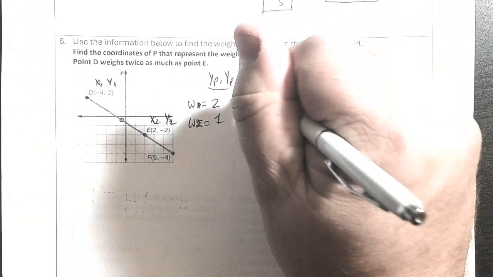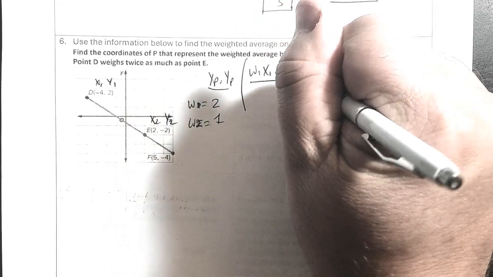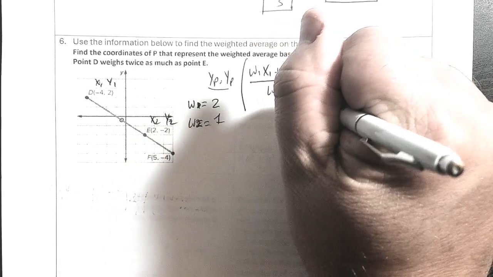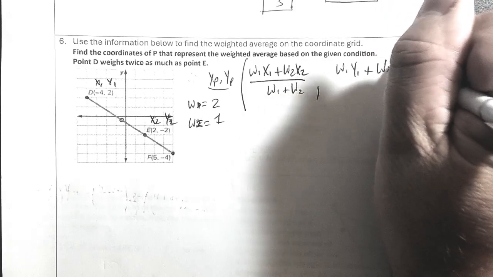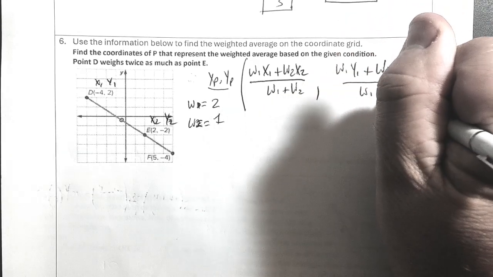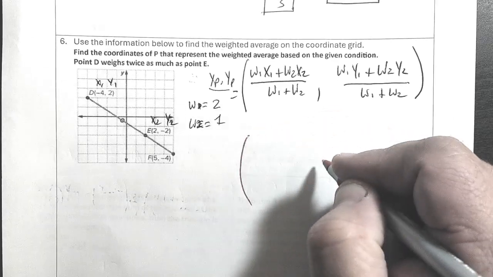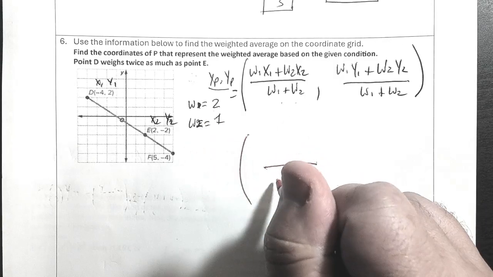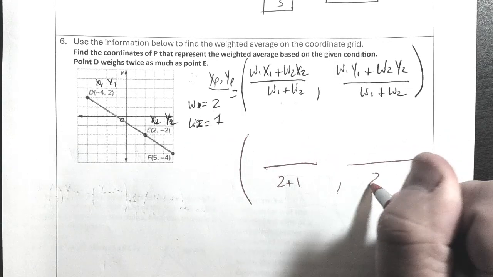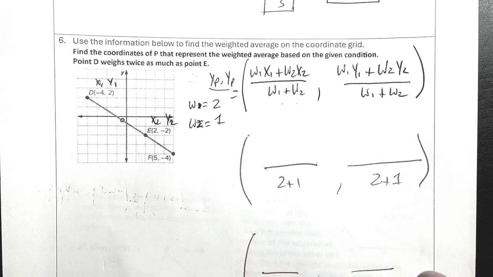So you're going to take the weight 1 times the x1 plus the weight 2 times the x2 over the weight 1 plus weight 2. And then on the y side, it's weight 1 times y1 plus weight 2 times y2 divided by, again, weight 1 plus weight 2. So let's put this. So we know weight 1 and 2 are 2 plus 1. I'll just write it here. 2 plus 1, comma, 2 plus 1. And then I'm going to go ahead and go down here, and we know 2 plus 1 is 3.